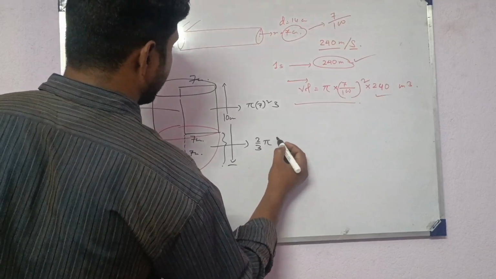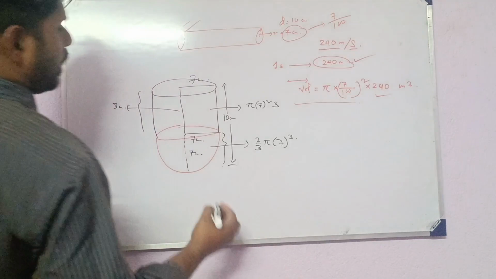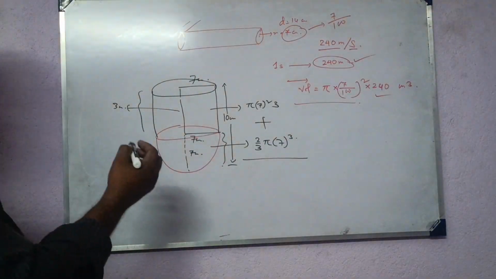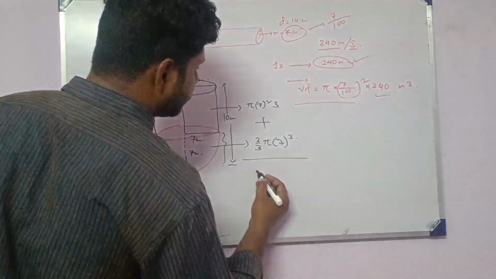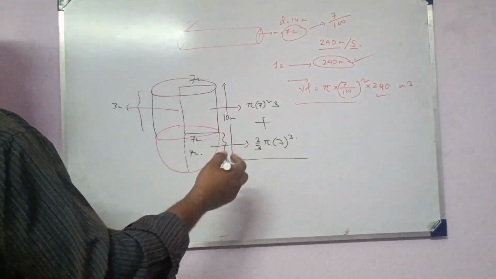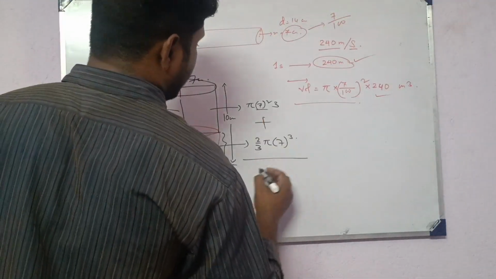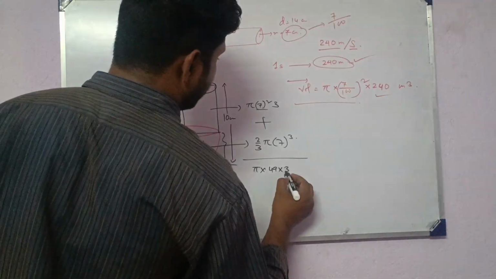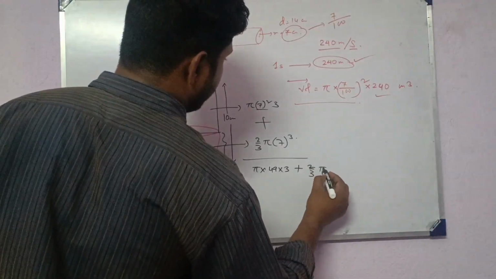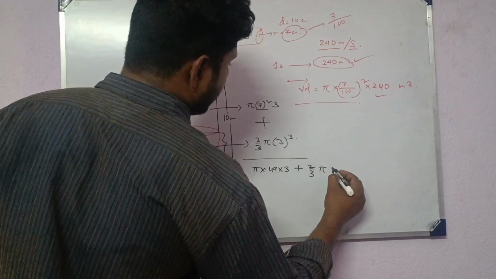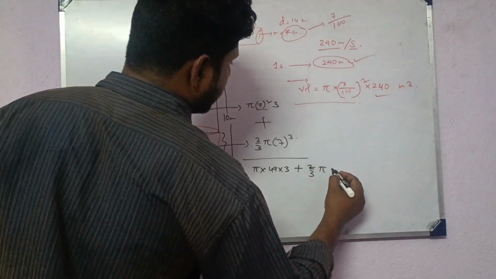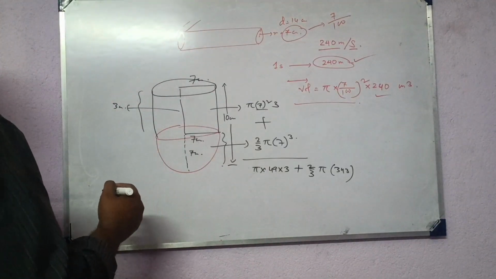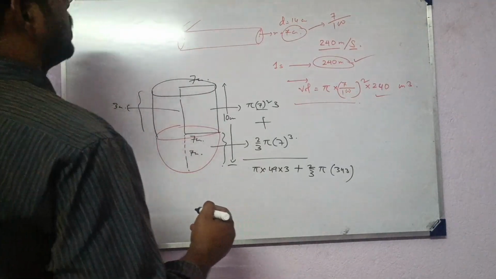2 by 3 pi r cube, and the total volume, we just add the two, will be pi 7 square h and 2 by 3 pi r cube. So let's calculate. Pi, 7 sevens are 49 into 3, plus 2/3 pi, 7 sevens are 49 into 7 is 343.